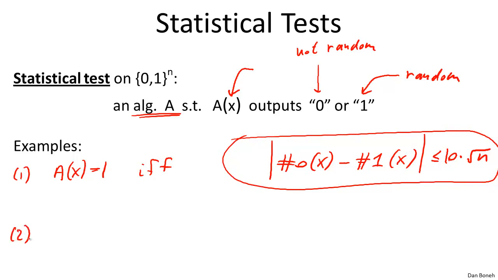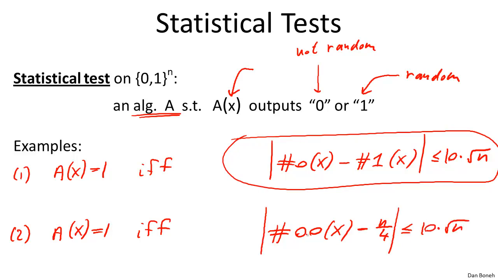Let's look at another similar example. Here, the statistical test will say 1 if and only if, say, the number of times that we have two consecutive zeros inside of x is about what we'd expect. Let's think about this for a second. This counts, in this string of n bits, the number of times that we see the pattern 0, 0, two consecutive zeros. For a random string, we expect to see 0, 0 with probability 1/4, and therefore in a random string, we expect about n/4 blocks of 0, 0.